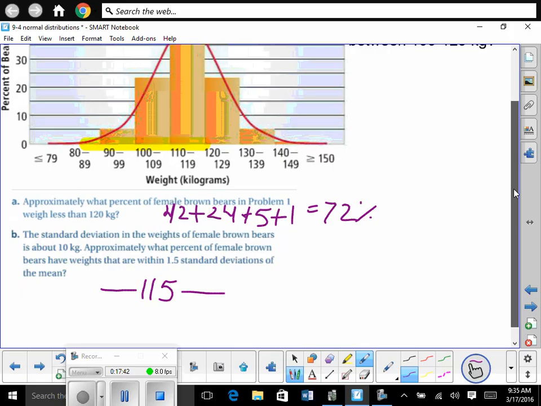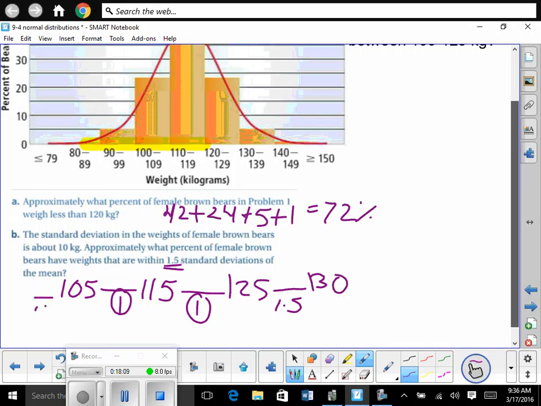So let's go one above and one below so that we can look here. So what weight is one above? It says 10 kilograms, right? So 125. Sweet. One below? 105. Okay, now it's 1.5 standard deviation. So what's a half of a regular one? A whole full one's 10, right? So 5. So now this would be 1.5, so that would be at 130. And then 1.5 below, so that's 100, right?